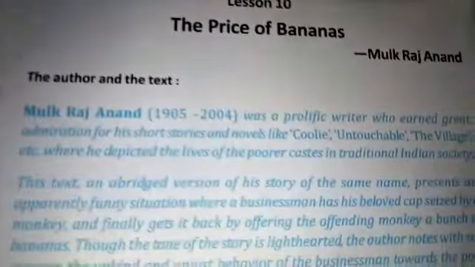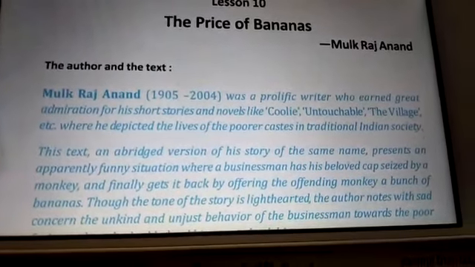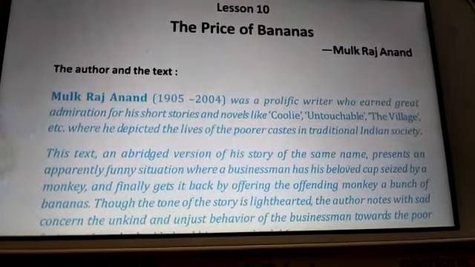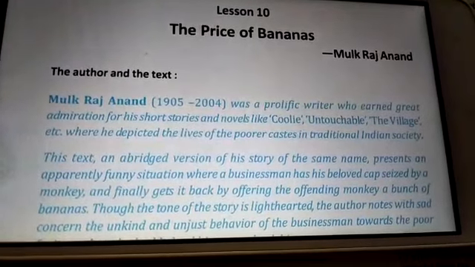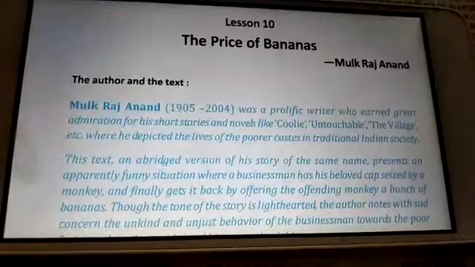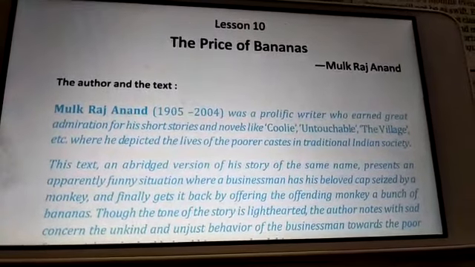So there is some introduction about the author Mulk Raj Anand. Mulk Raj Anand was a prolific writer who earned great admiration for his short stories and novels like Coolie, Untouchable, The Village, etc., where he depicted the lives of poorer castes in traditional Indian society.